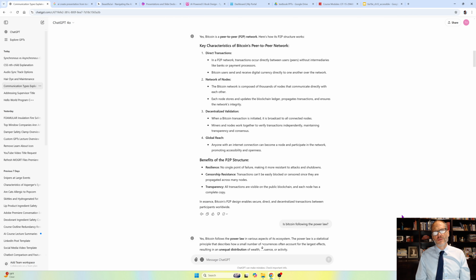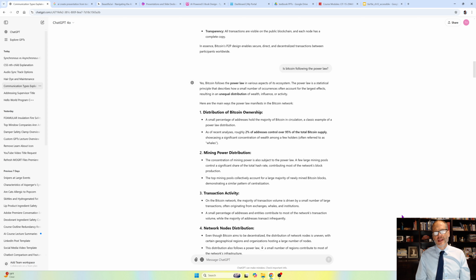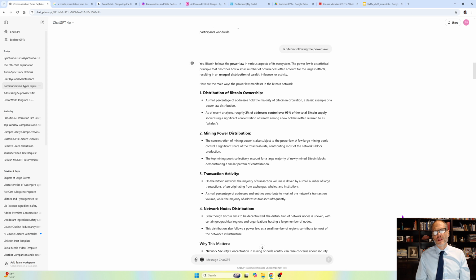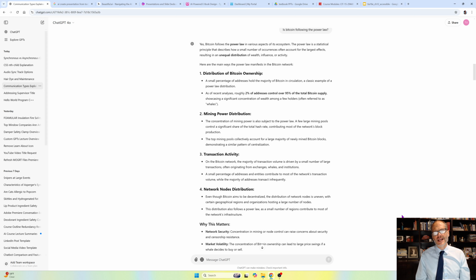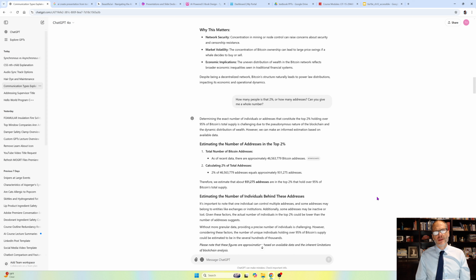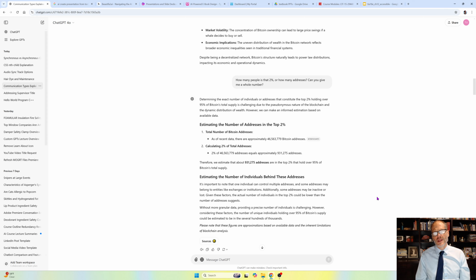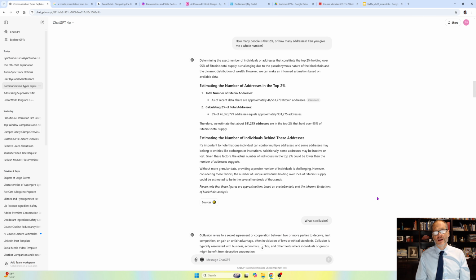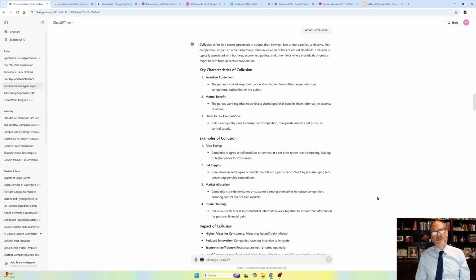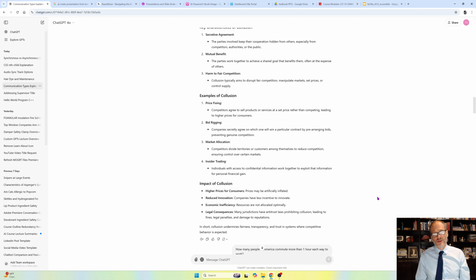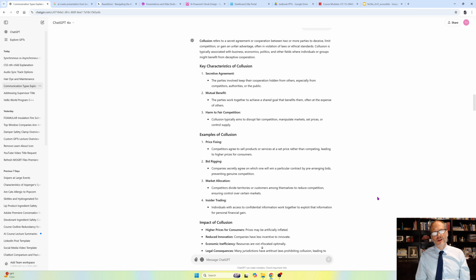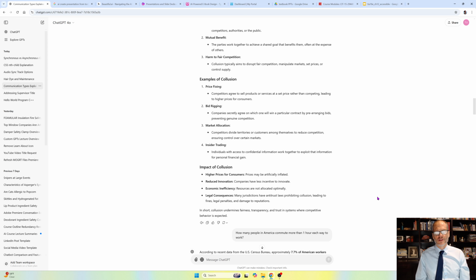And characteristics of Bitcoin's peer-to-peer network. You can pause the video and you could read that. And then we talked about Bitcoin and the power law, because it became a topic of conversation in class. So you could pause this and read about the power law, which is kind of interesting. And then we also talked about the number of addresses in Bitcoin, and could the top 2% have a collusion, or could they collude to influence the price? And then we also talked about characteristics of collusion, what that was. So you could pause the video and you could read about characteristics of collusion.